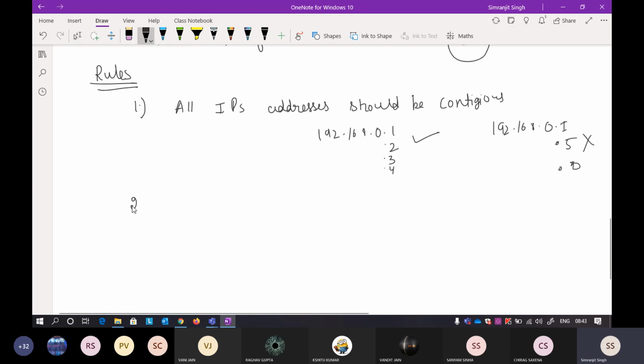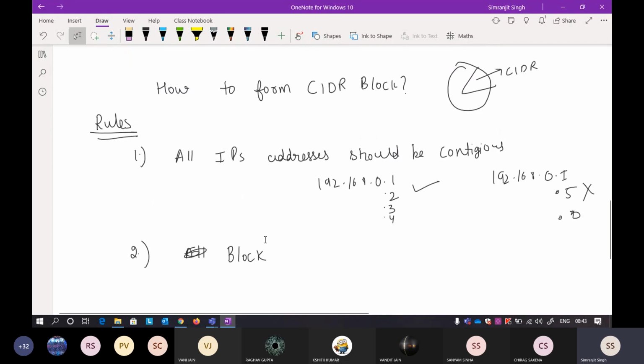The second rule is about the block size. The block size is the size of the particular IP addressing that you are taking into account. This will be your block, and the block size should be a power of 2. This is a very important thing.